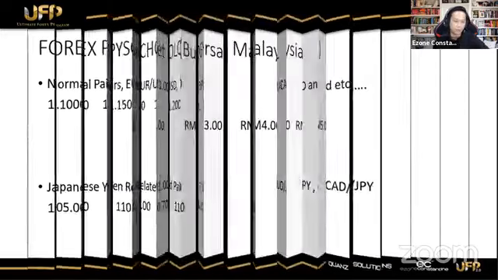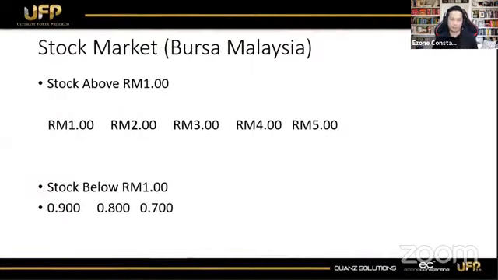Okay. Now, for those who trade in the stock market like Bursa Malaysia, do you have the banker number and psychology level as well in Bursa Malaysia? The answer is yes. So if you see a stock above 1 ringgit, the psychology level is like 1 ringgit, 2 ringgit, 3 ringgit, 4 ringgit, 5 ringgit. Why? Because this level is easy for the banker to key in.